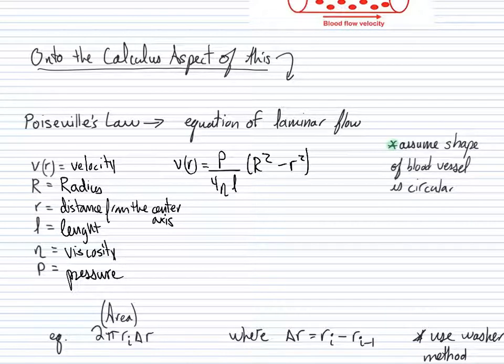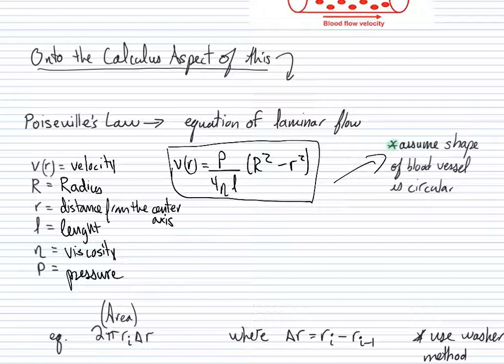Since this is our equation to start with, this is Poiseuille's law. In order to calculate this, we have to assume that the shape of the blood vessel is circular. I mean, it is typically circular, but just for the purpose of this class, we have to assume that it is.